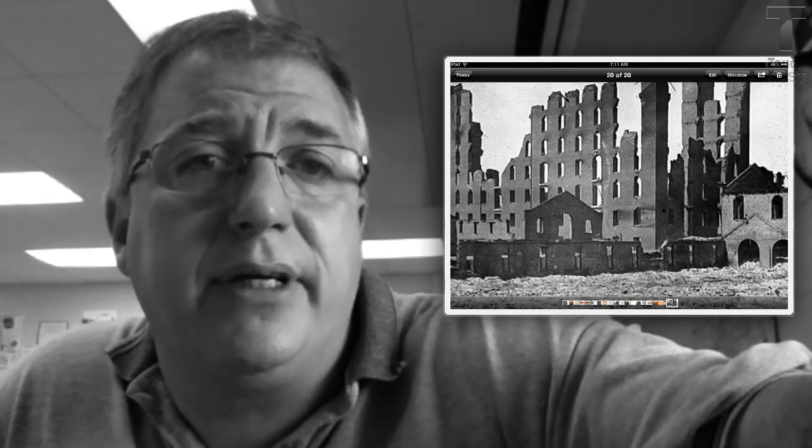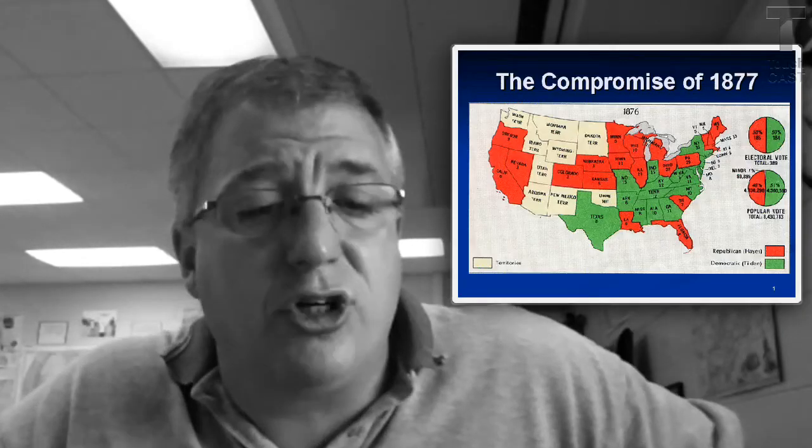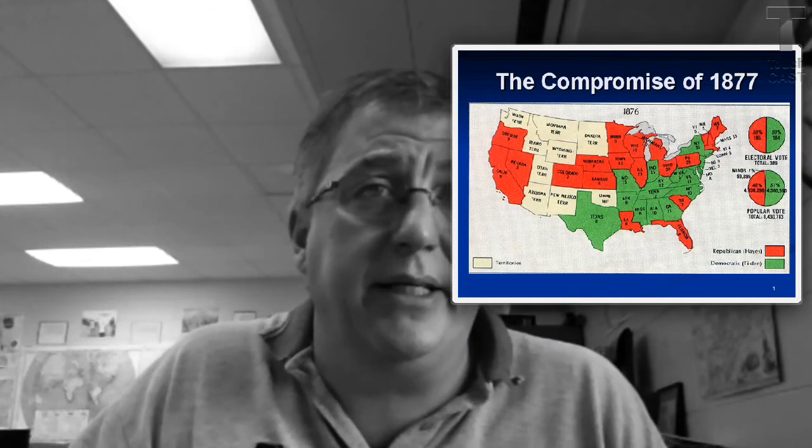Reconstruction will last until 1877, so it's about 12 years, and it's going to end because of a very close presidential election in 1876. I want you to take a look at the map, and when I ask you what ends Reconstruction, you're going to say the Compromise of 1877.